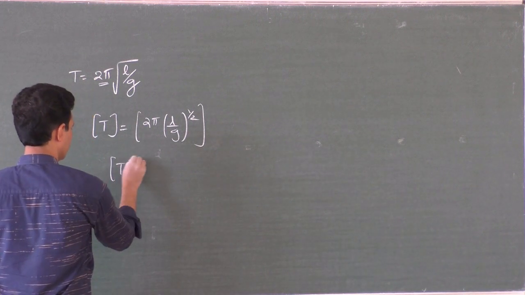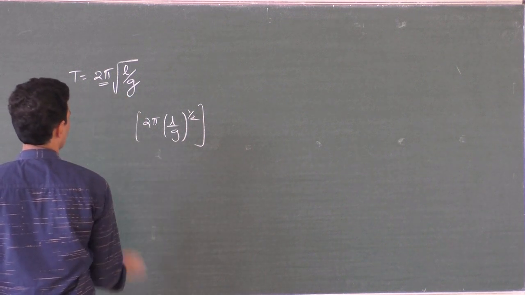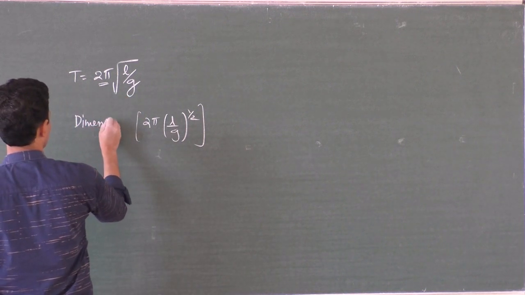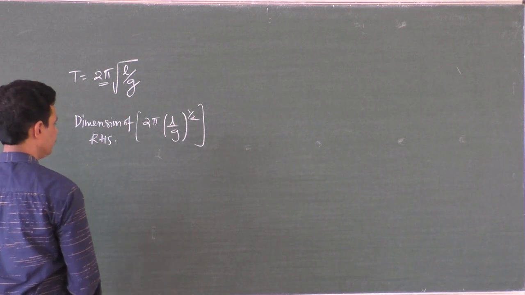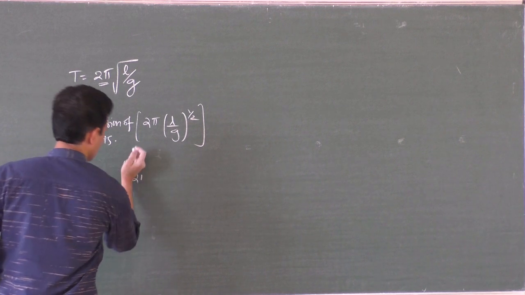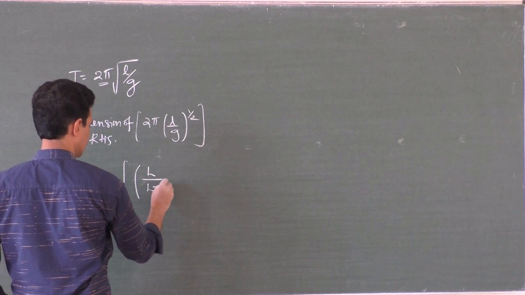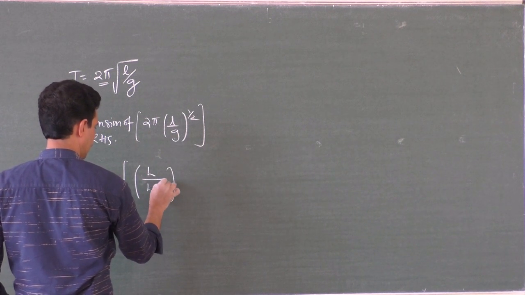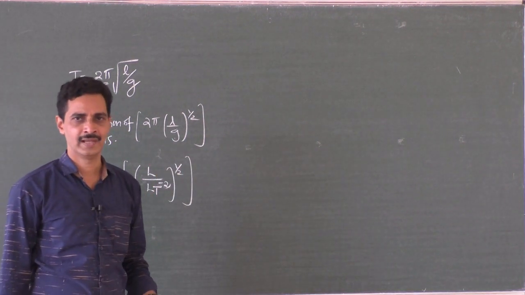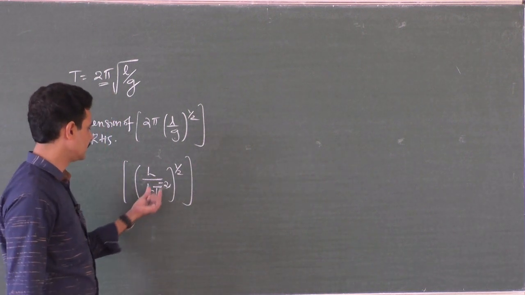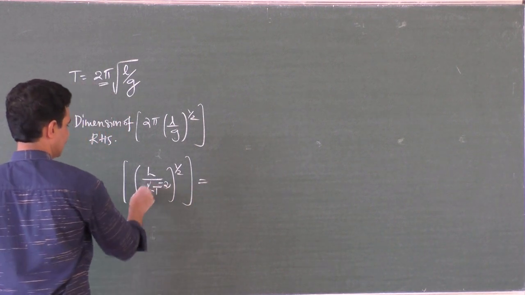So what is the dimension here? Dimension of RHS, I'll write. Okay, 2 pi has no dimension. L, g acceleration due to gravity, L t to the power minus 2, correct? And half. Velocity is L t to the power minus 1, acceleration is L t to the power minus 2. So L t to the power minus 2 whole to the power half. So what does it become? Equal to, L L gets cancelled.